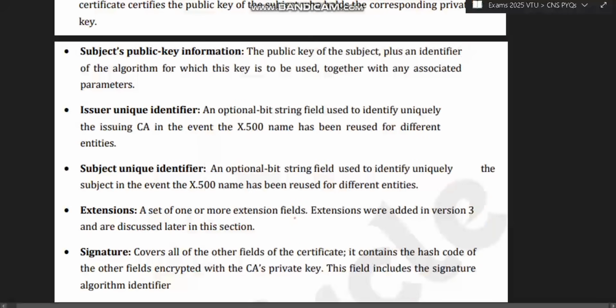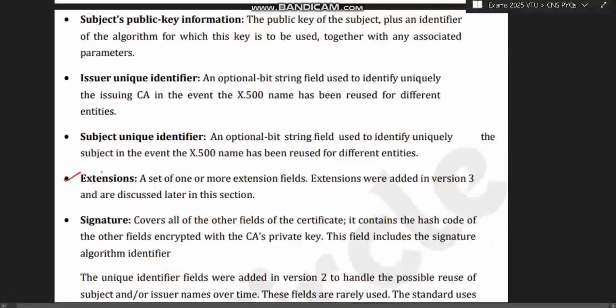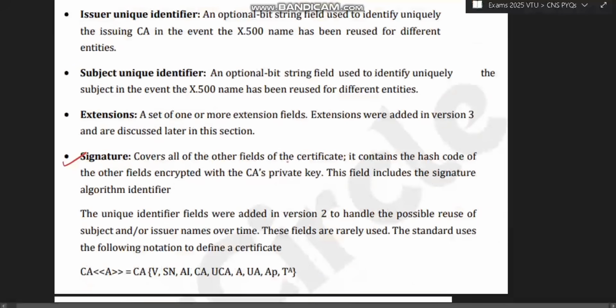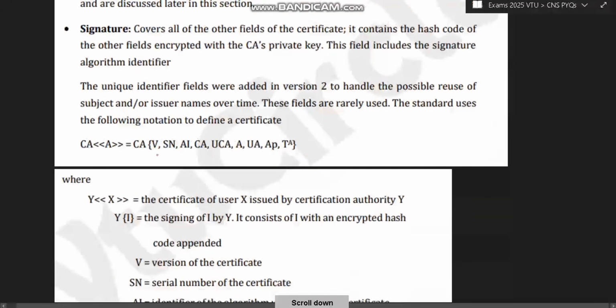Extensions, a set of one or more extension fields, were added in version 3. Okay, so a little bit more things will be there. And signature, which covers all the other fields of the certificate. Now the format which was there earlier in this question, and what all these things mean.